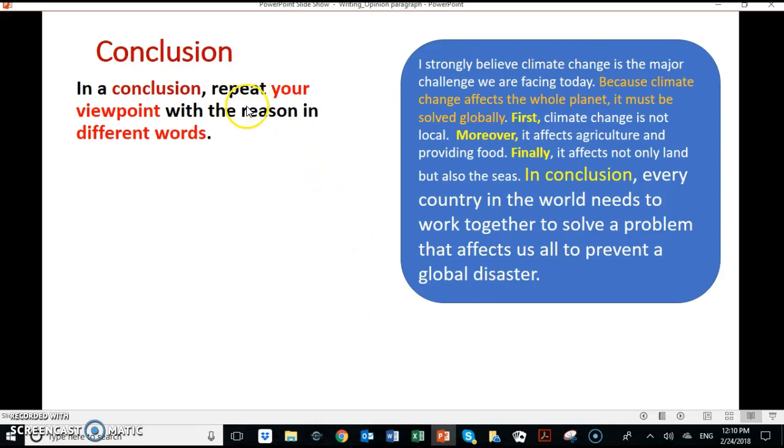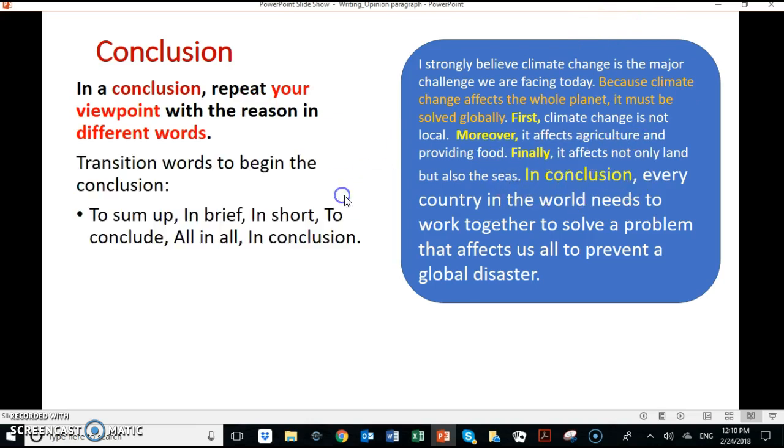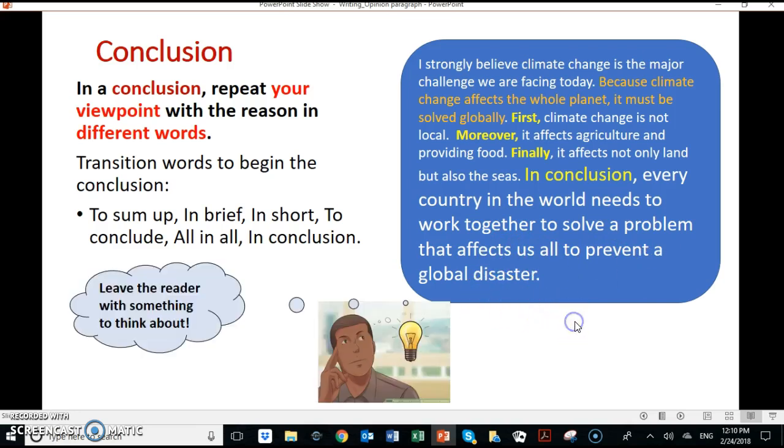And then I need to restate my conclusion, restate what I believe. And I begin with a connector that shows the reader, hey guys, this is the conclusion. This is the end. To sum up, in brief, in short, to conclude, all in all, in conclusion. Every country in the world needs to work together to solve a problem that affects us all to prevent a global disaster.